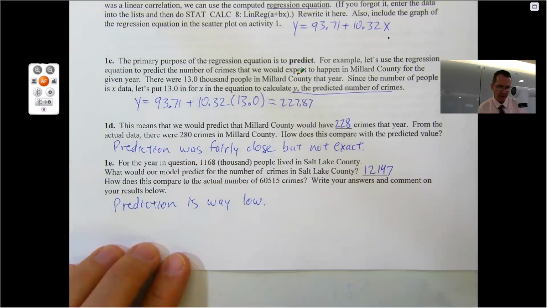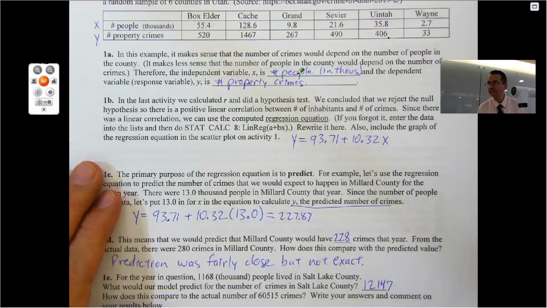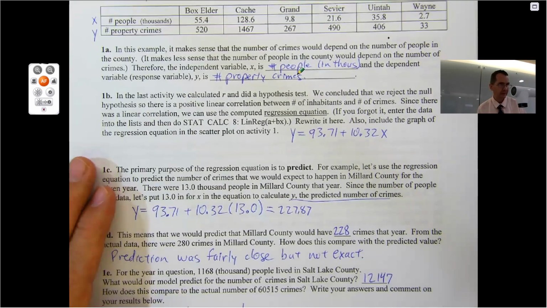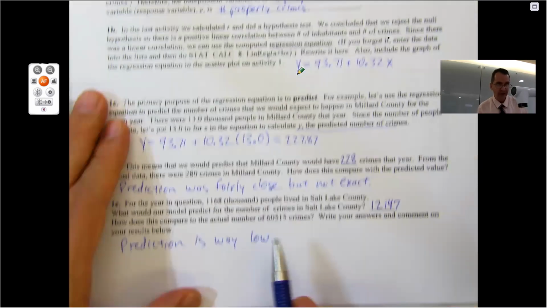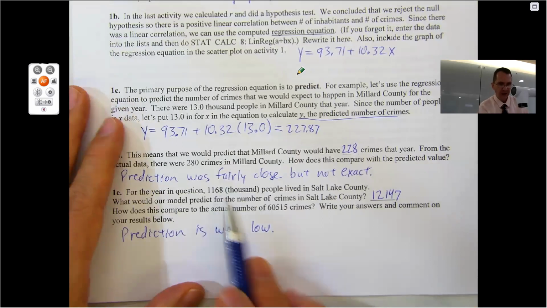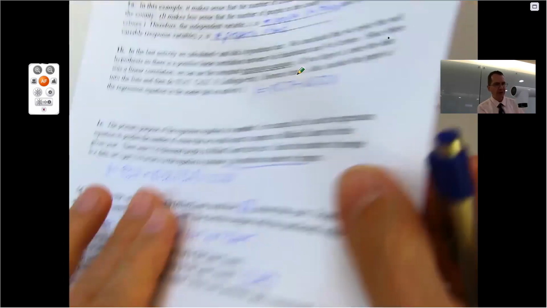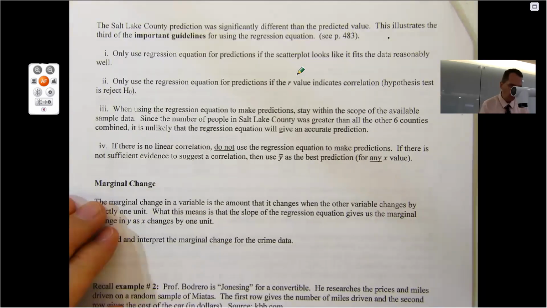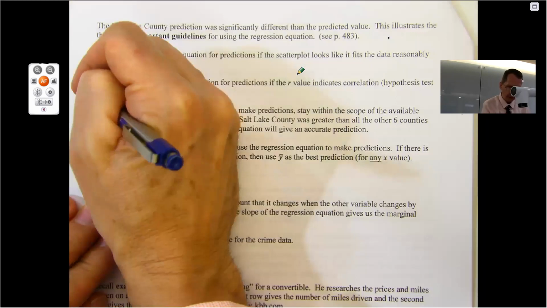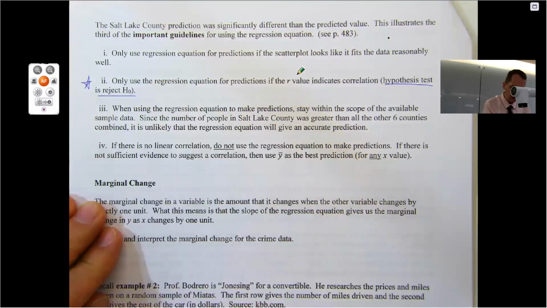So how come it worked for Millard County, but the prediction wasn't very good for Salt Lake County? What's wrong? If we look at our sample, it had small and medium-sized counties, where Salt Lake County is humongous. So that brings us to an important point. Should I make predictions on a very large county if my sample only has small and medium counties? No. So we only want to make predictions if we can reject H naught and we stay within the scope of the available data.